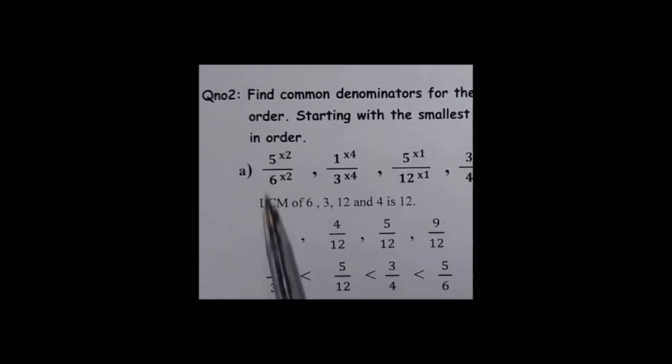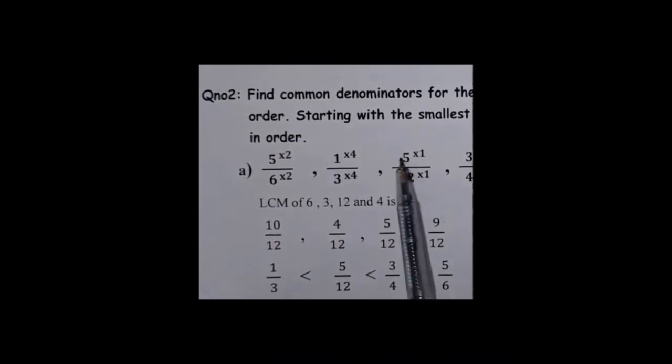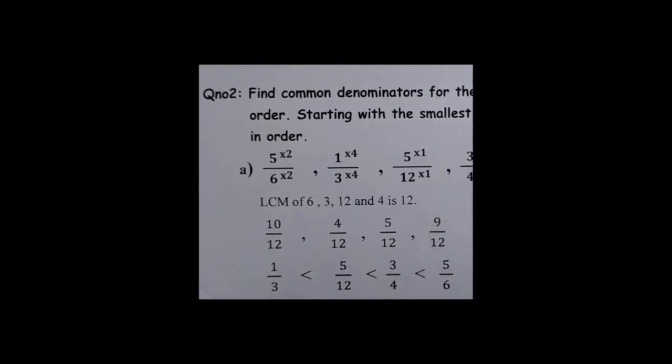6 2s are 12, 5 2s are 10, 3 4s are 12, 1 4 is 4, 12 1s are 12 and 5 1s are 5. 4 3s are 12 and 3 3s are 9. Now we will arrange them starting with the smallest, with the original form. We can see that 4 upon 12 is less than the others, and the original form of 4 upon 12 is 1 upon 3.